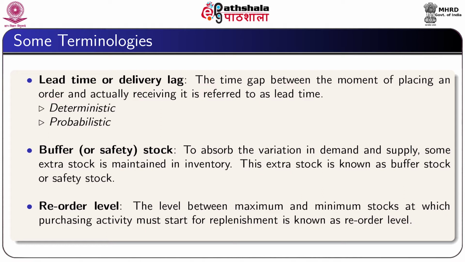Buffer or safety stock. To absorb the variation in demand and supply, sometimes some extra stock is kept in inventory. This extra stock is known as buffer stock or safety stock. Reorder level. The level between maximum and minimum stocks at which purchasing activity must start for replenishment is known as reorder level.